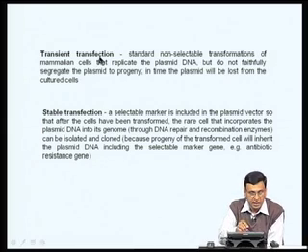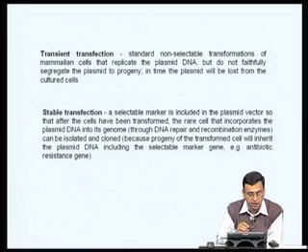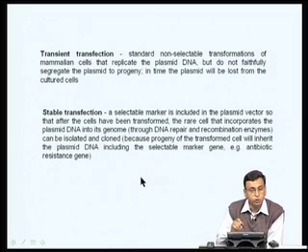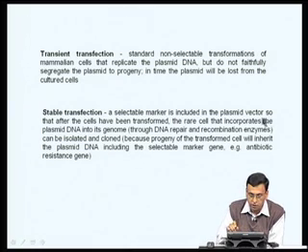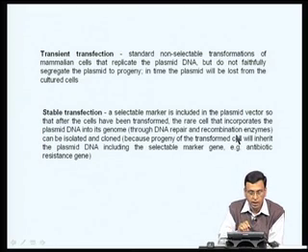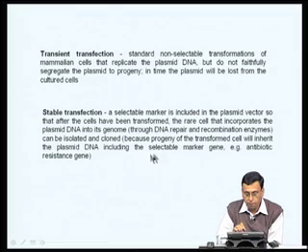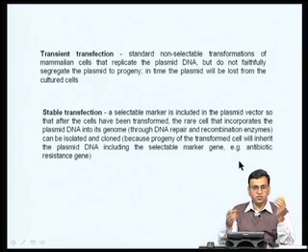So the main difference between a transient transfection and a stable transfection is, in the transient transfection the gene is not incorporated into the host genome and you do not select the cells which have been stably transfected, whereas in a stable transfection you introduce a selectable marker in the vector so that you can select those cells which have taken up the vector. So a selectable marker is included in the plasmid vector, so that after the cells have been transfected, the rare cell that incorporates the plasmid DNA into the genome through either DNA repair and/or homologous recombination can be isolated and cloned. So the progeny of transformed cells will inherit the plasmid, including a selectable marker gene such as an antibiotic resistance gene.